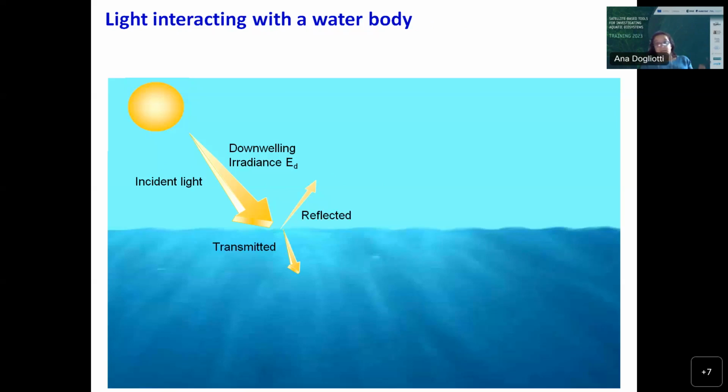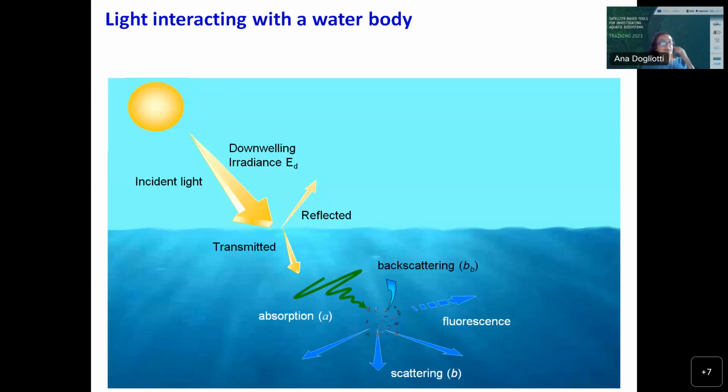Another part can be transmitted, so it passes the surface and gets into the water. Inside the water, as I mentioned, it can be absorbed and scattered by the different substances present in the water. Part of the scattering will be backscattering, in the direction of the incoming light. Fluorescence is another type of scattering. It is inelastic, which changes not the direction, but the wavelength of the scattered light.